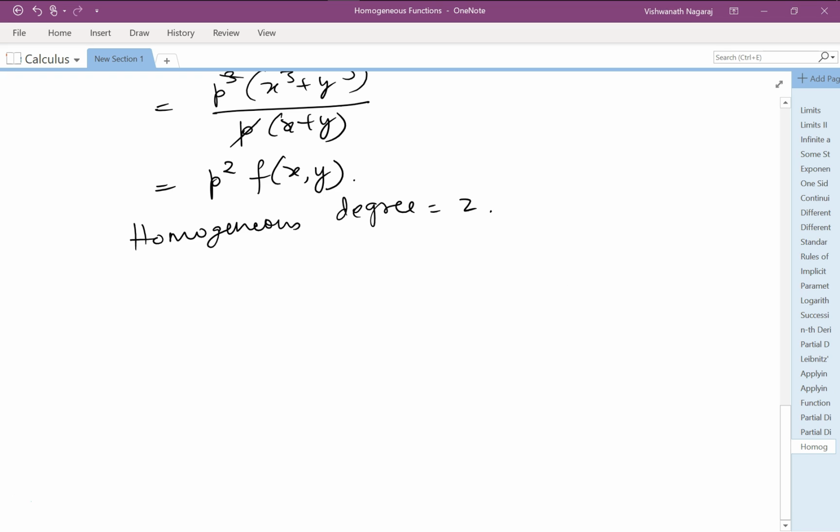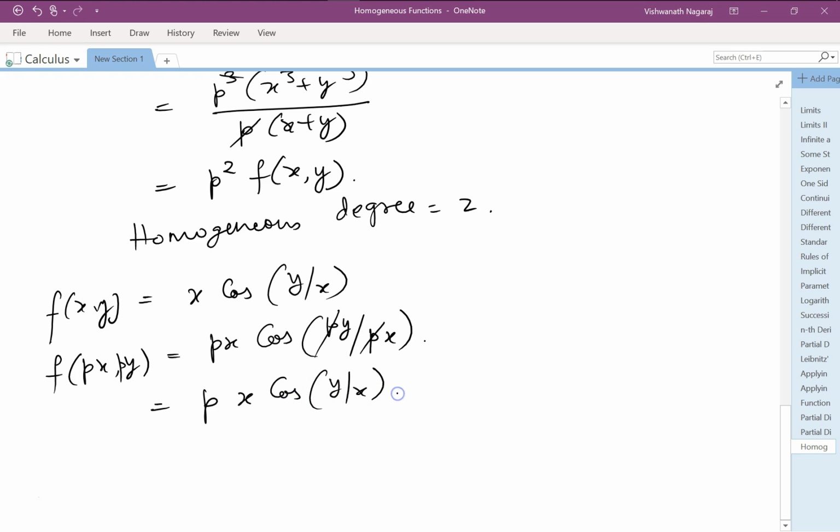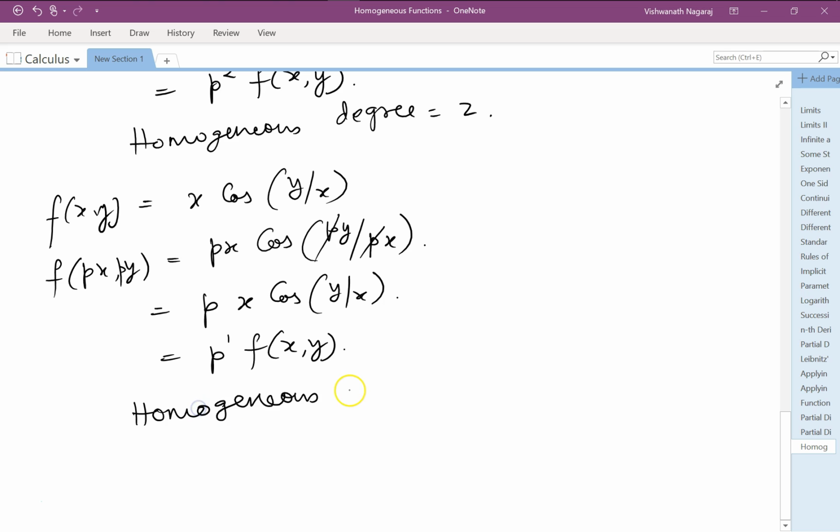Okay, now these were all polynomial functions. Now let's look at something which is not polynomial. Let's say f of x comma y is equal to x cos y by x. Again, basically what we are doing is multiplying the arguments x and y with the same factor. So now wherever x is there we substitute px, wherever it is y we substitute py. So px cos py by px, p and p get cancelled and we are left with px cos y by x, which can be written as p to the power of 1 times x cos y by x, which is nothing but f of x comma y. So again it is a homogeneous function with degree 1.